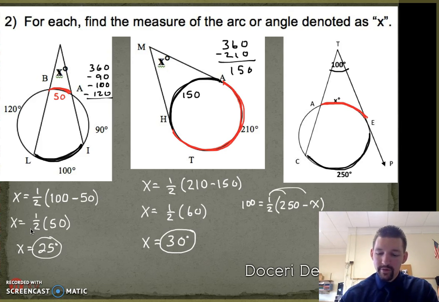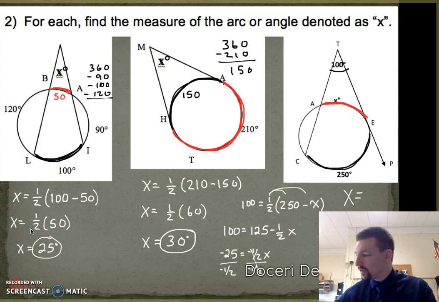Again, we're going to distribute. So 100 equals 125 minus 1/2 x, and then finish solving this like a normal problem. So we'll have negative 25 when we subtract that over, equals negative 1/2 x. Divide, and we will end up with x equals 50 degrees.